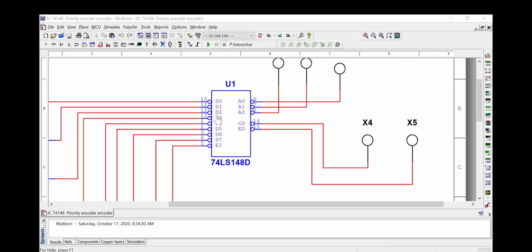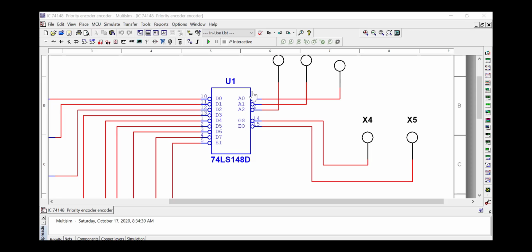If you look at here, all are active low inputs. That means whenever the input is 0, that particular line is activated. Whenever it is at 1, that means it is not activated. We have active low outputs. That means whenever the light is not on, that particular output is activated. Whenever it is glowing, that means it's not activated, since they are active low outputs.